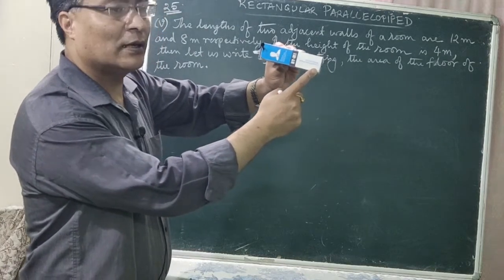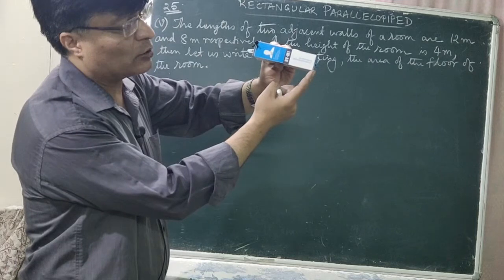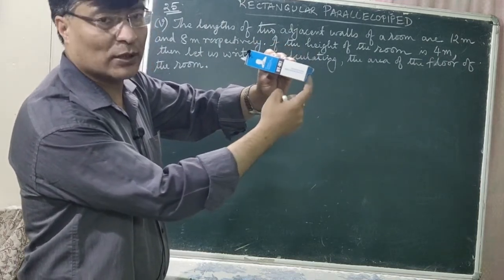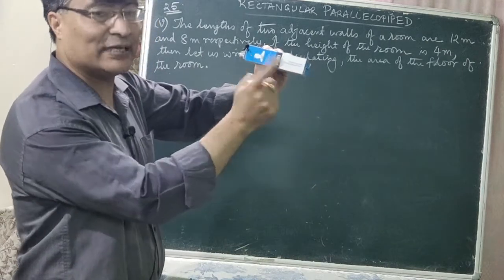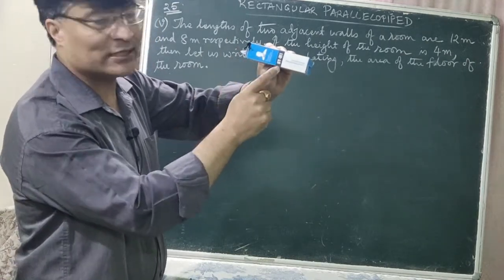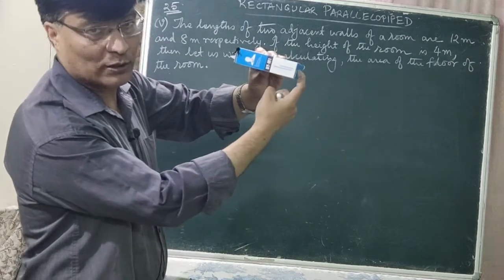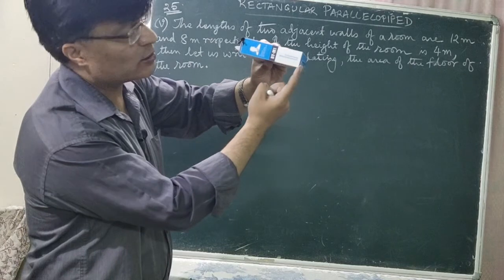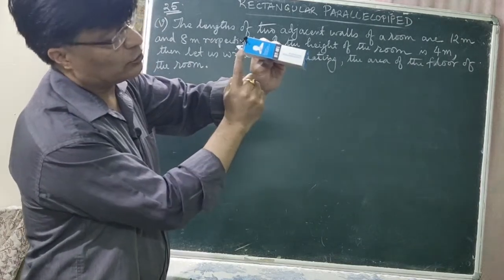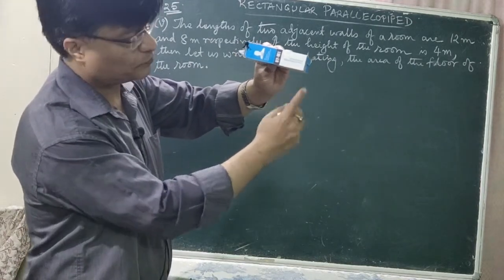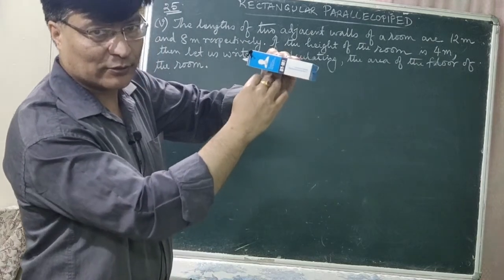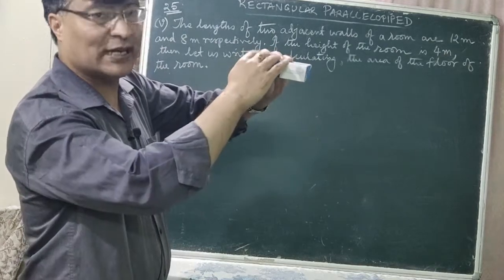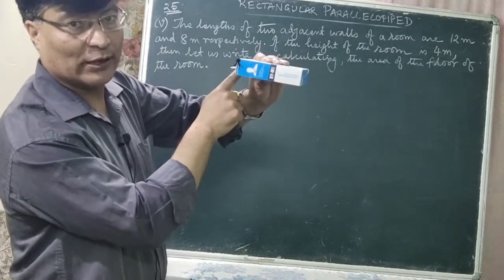And the length of the other wall, that means these are two adjacent walls, are given as 12 meter and 8 meter respectively. So two adjacent walls are taken as this wall and that wall. What is the length of this wall? It is 12 meter. And what is the length of this adjacent wall? This is your 8 meter. So this is 12 meter, this is 8 meter. This is also the floor, you understood? This is the floor, this is the ceiling. When it is a room, this is the floor, and this is the ceiling. These are the four walls.